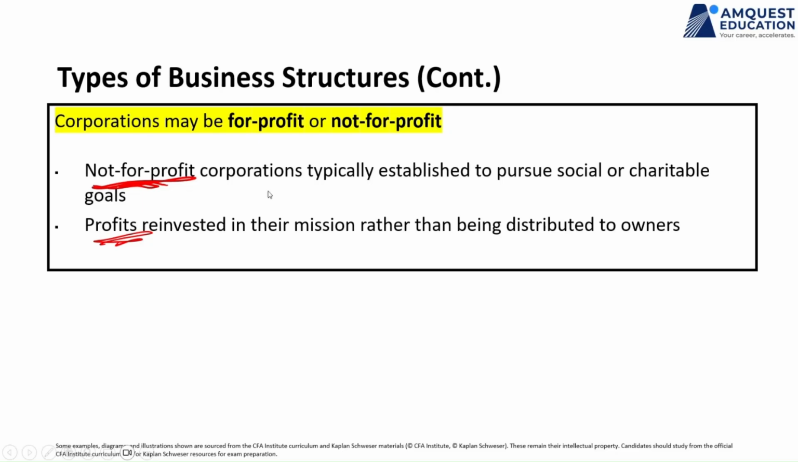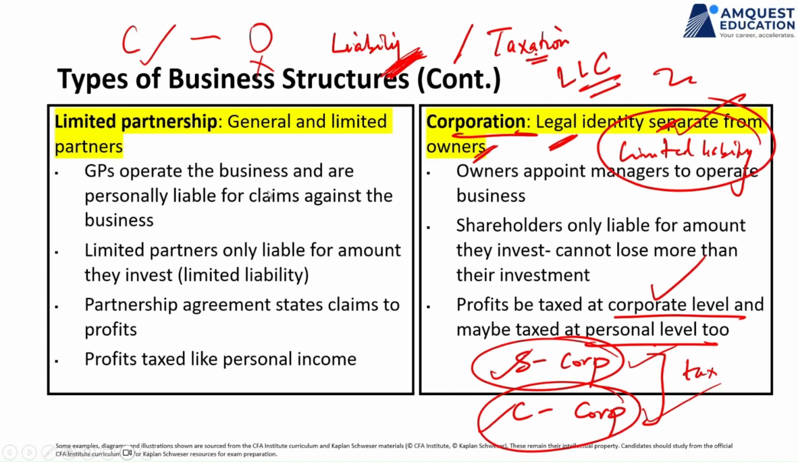So for us, I think more important is that we have corporations, and a corporation can vary between C and S corp. You have partnerships like LP, and taxation at corporate tax applies only for corporations. Everything else is at the personal income tax level.